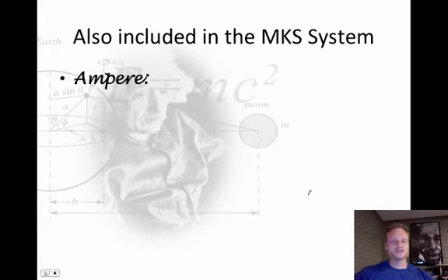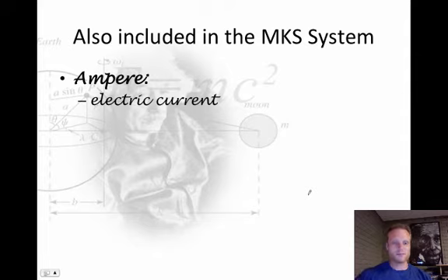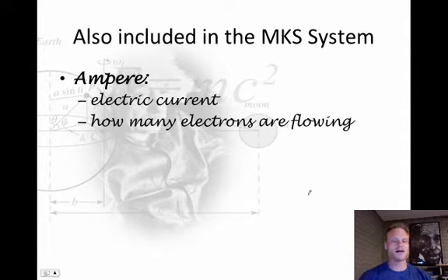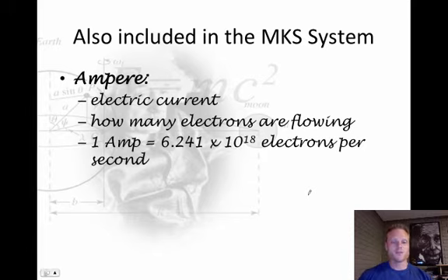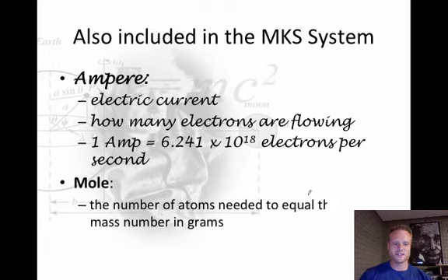Other units that are also included in the metric system would be the ampere, also known as the amp, and that measures electric current. Basically it's a measure of how many electrons are flowing past a point. So 1 amp equals 6.241 times 10 to the 18th electrons per second. This number really won't come up too much in first semester physics, but come second semester when you start talking about electricity, you absolutely will need to know what an amp is.